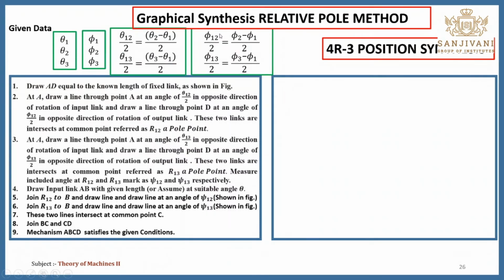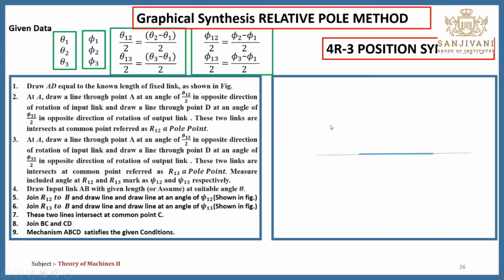Now we are going to study the synthesis of 4R chain using the relative pole method for the 3 positions: theta 1, theta 2, theta 3, phi 1, phi 2, phi 3. These are given to you. Again, you need to do some calculations. You need to calculate theta 1 2 by 2, theta 1 3 by 2, phi 1 2 by 2, and phi 1 3 by 2.